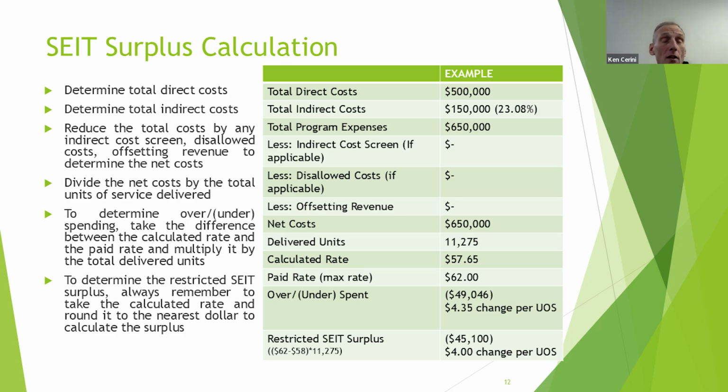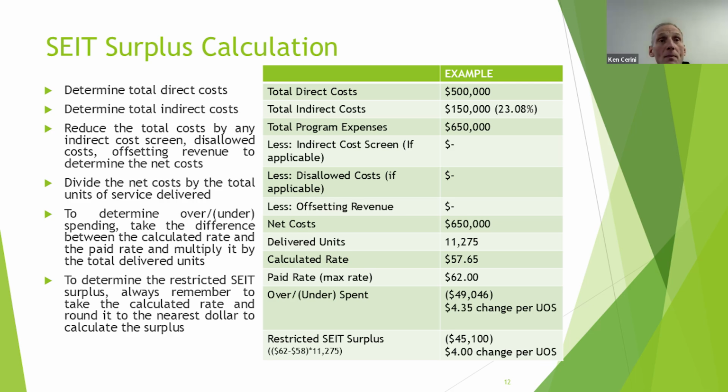Your paid rate, if you're on Long Island or in New York City, would have been $62. CEIT works off a whole dollar calculation, so that $57.65 rolls up to a rate of 58. So if you're anywhere $57.50 and above, it rounds up. If you're below that 50 cents, it'll round down. So if this was 57.40, it would have rounded down to 57. In this case, we've got a calculated rate of $57.65, which rounds up to 58.